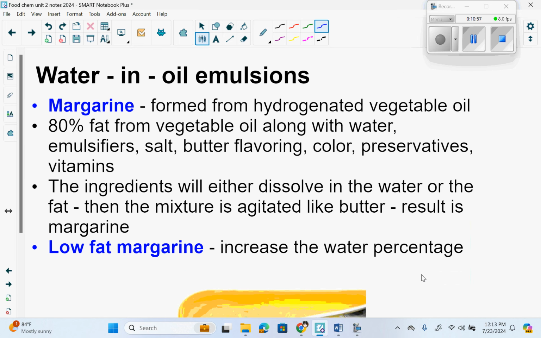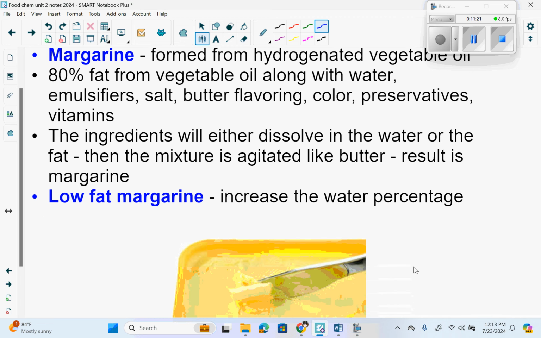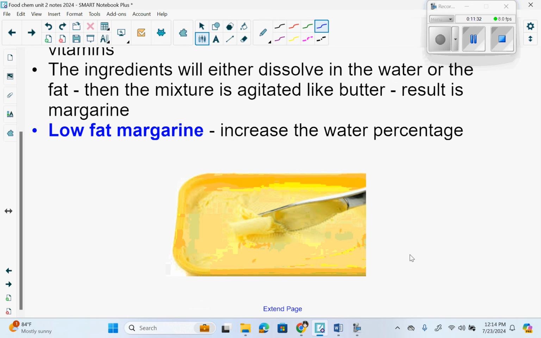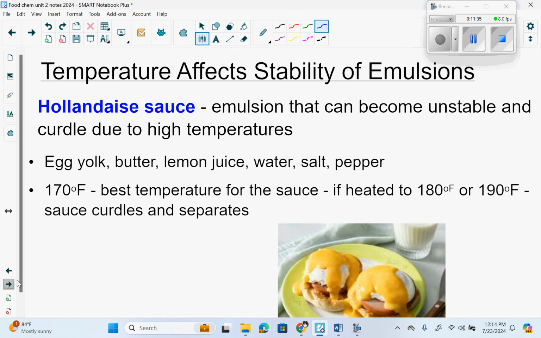Water in oil emulsions. Margarine is formed from hydrogenated vegetable oil, right? So there's a lot of claims that it's so much better for you than butter. It's really just coming from oil instead of an animal, which is where butter comes from. So it's 80% fat from vegetable oil, along with water, emulsifiers, salt, butter flavoring, color, preservatives, and vitamins. The ingredients will either dissolve in the water or the fat, and then the mixture is agitated like butter, and the result is margarine. And in terms of low-fat margarine, basically the water percentage is increased.